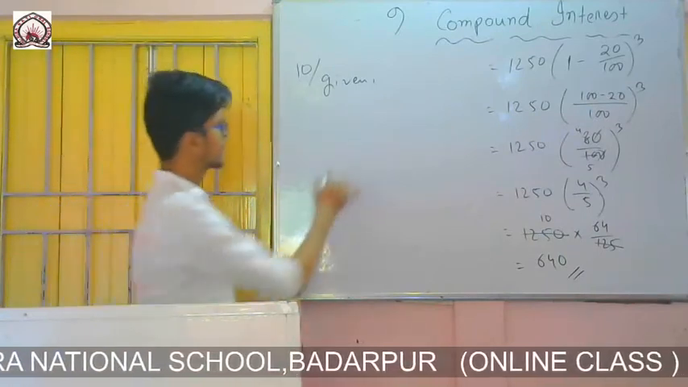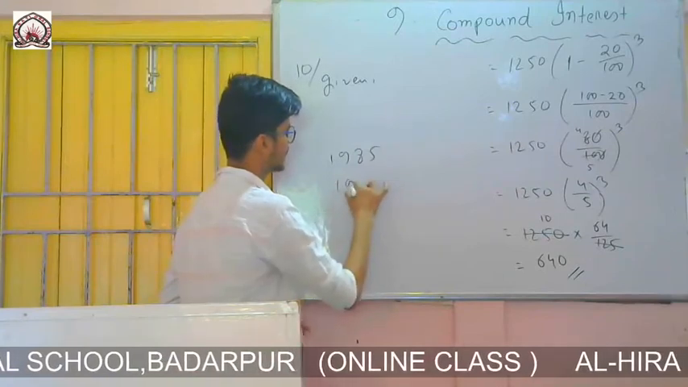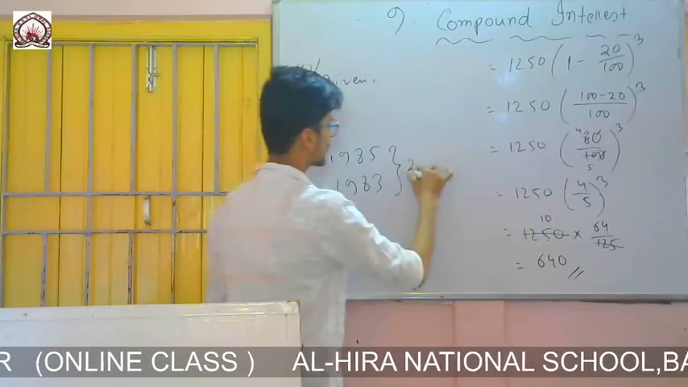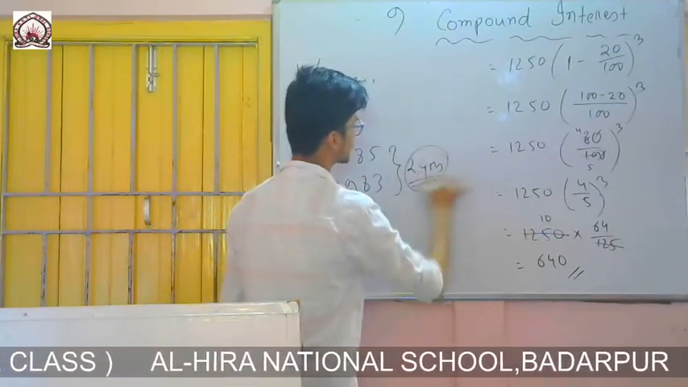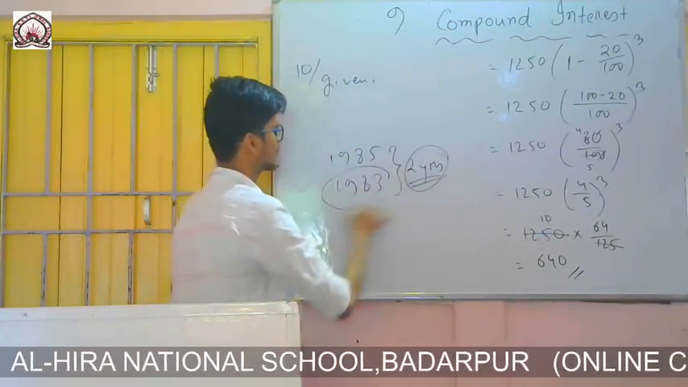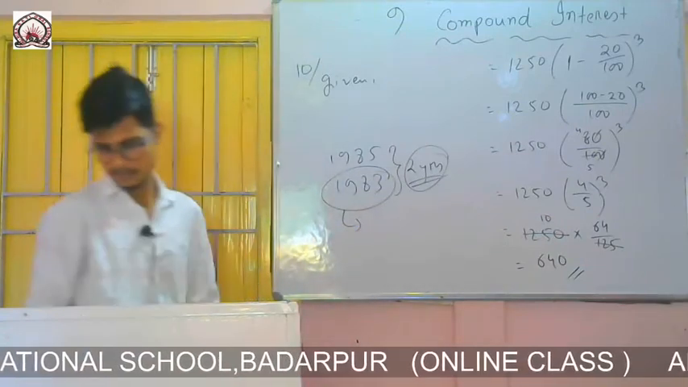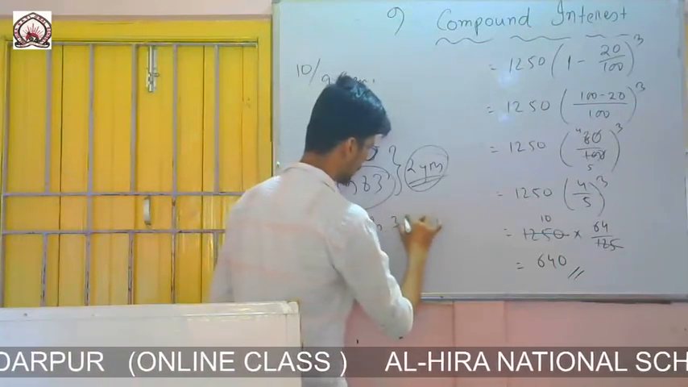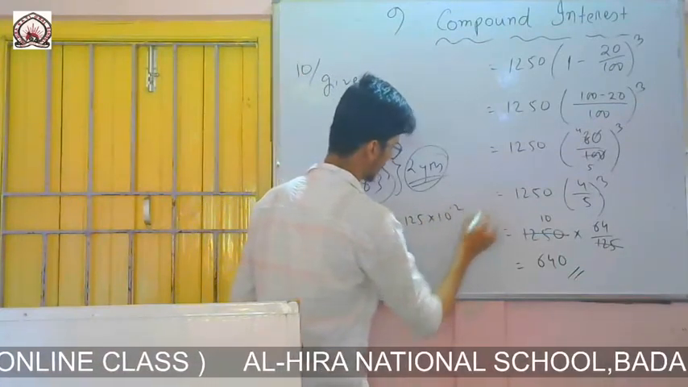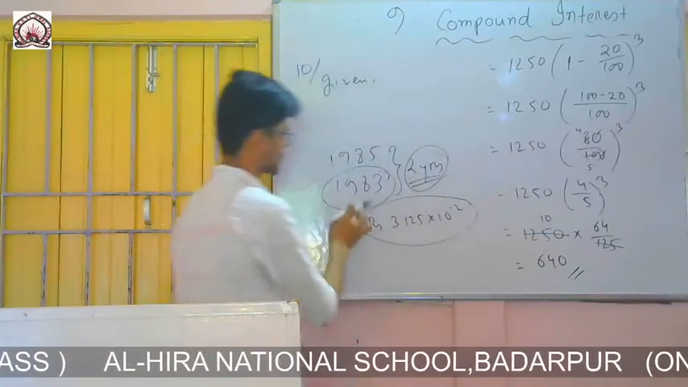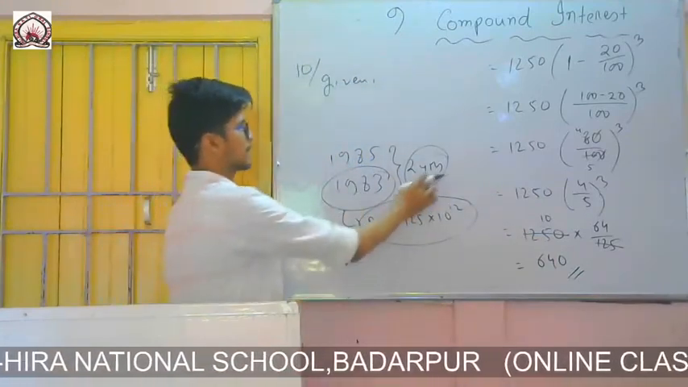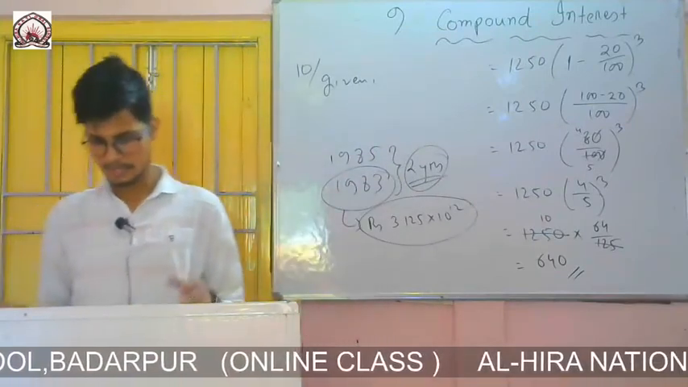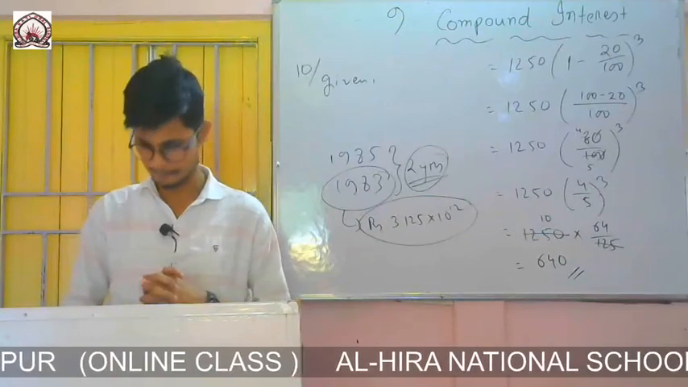So 1985 and 1983, what is the difference in years? 2 years. That means you have to find what the national wealth will be. In 1983 it was given as rupees 3.125 into 10 to the power 12. So this is the amount in 1983. After 2 years, that is 1985, what will be the national wealth of the country, you have to find.